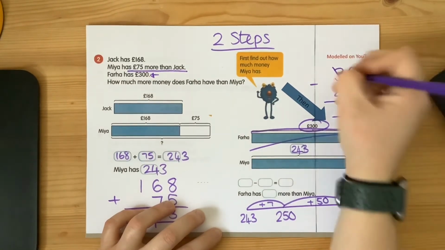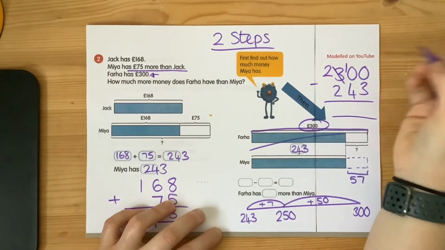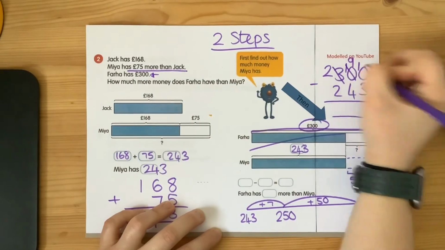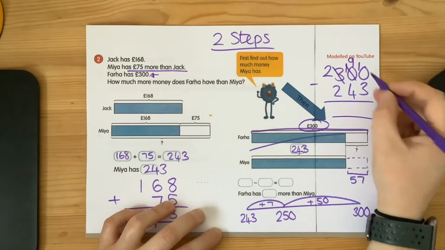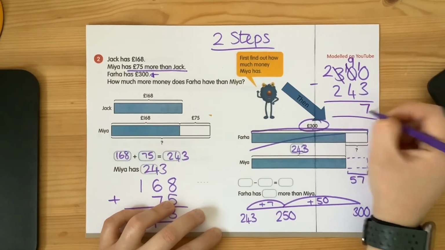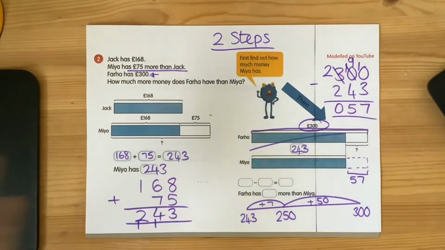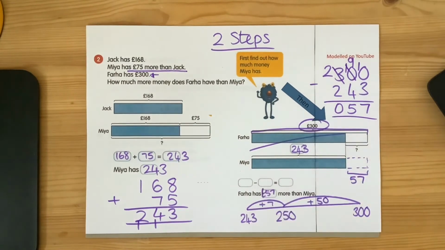So my 300s becomes 200s, and one of my 100s becomes 10 10s. 10 10s then can become 9, and my 1 extra 10 that I've just regrouped over here turns into 10 1s. 10 1s take away 3 is 7, 9 take away 4 is 5, and 2 take away 2 is 0. So look, 57. So I know that how much more Farah has than Maya is £57. Well done if you got that right.